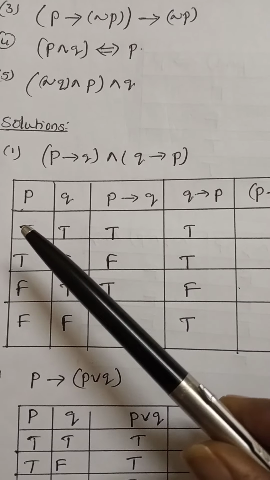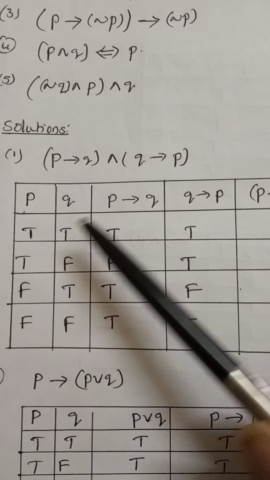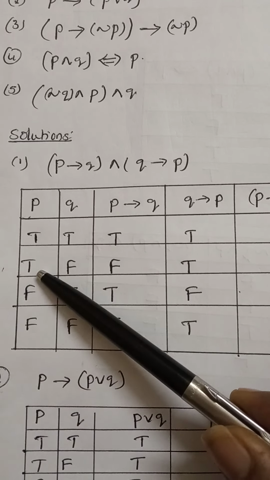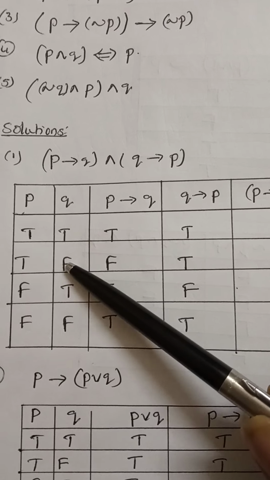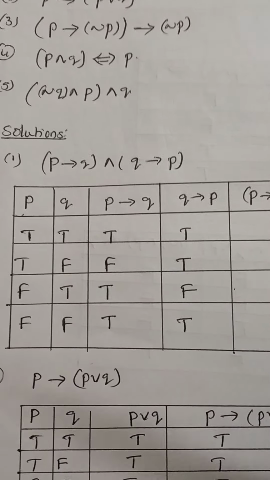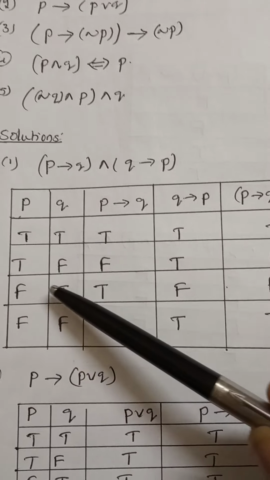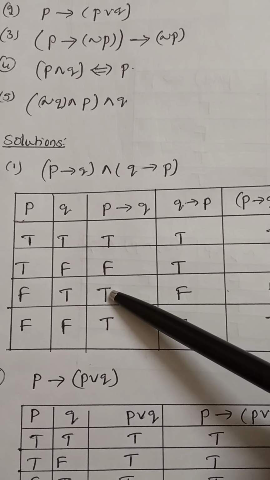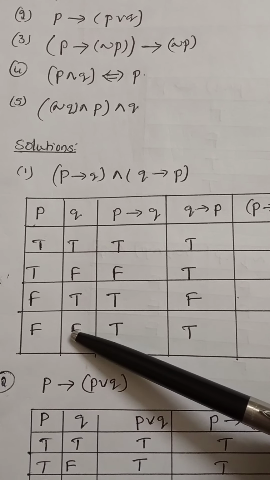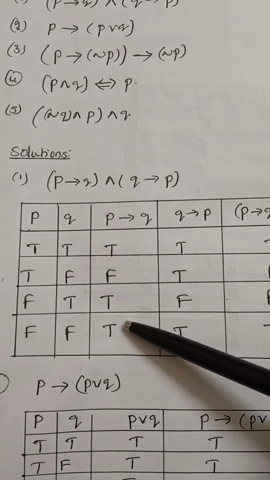Now here, see, true implies true is true. A true statement cannot imply a false statement, that's why the answer is false. False implies true, the answer is true. False implies false, the answer is true.